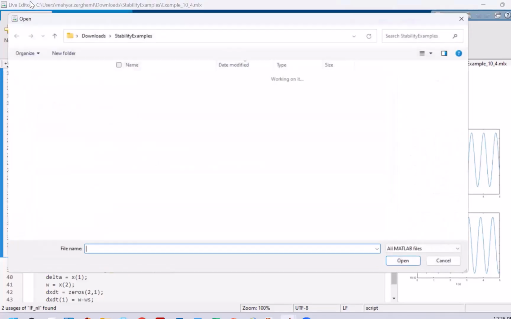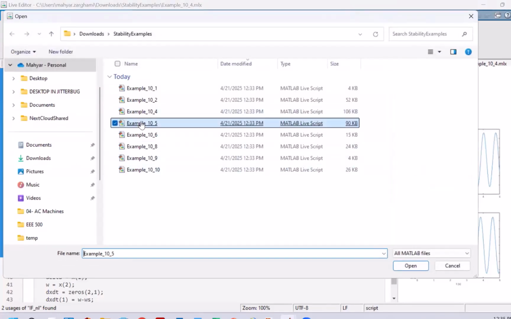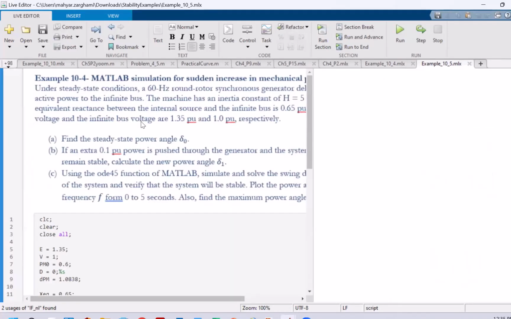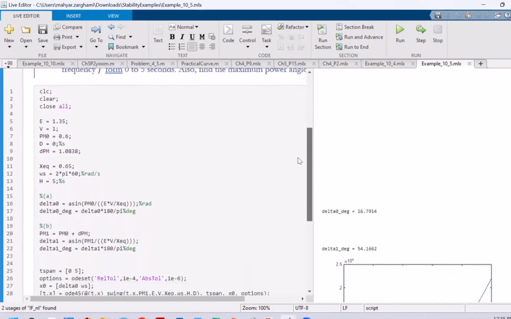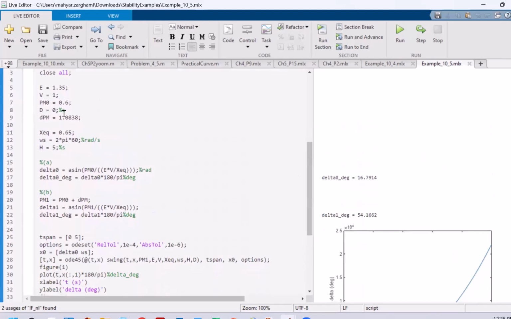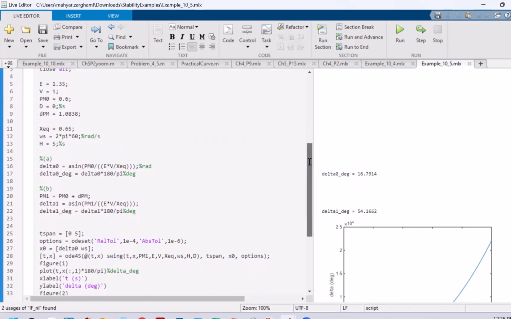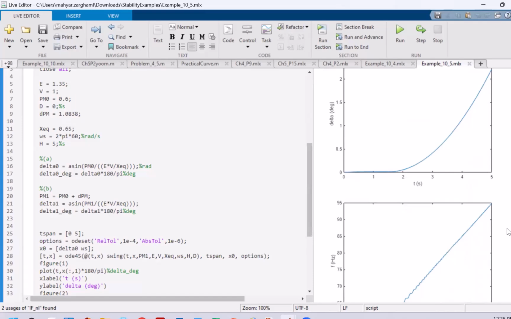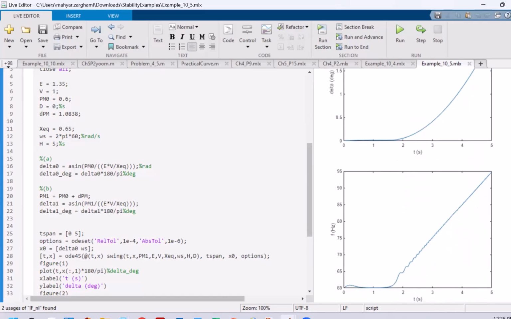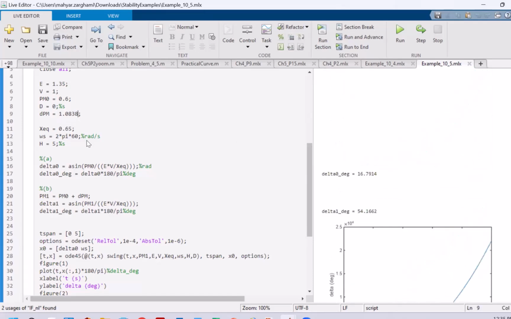And I think the next example is example 10.5, where we're adding a damping factor into the swing equation. We initially put it equal to 0, which means that there is no damping in the system. Then we push more extra power, and that extra power is right at 1.80838. Under these circumstances, you will see that the system becomes unstable, which means that your delta and F values become unbounded.